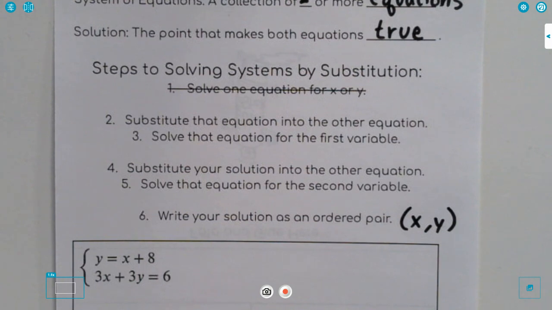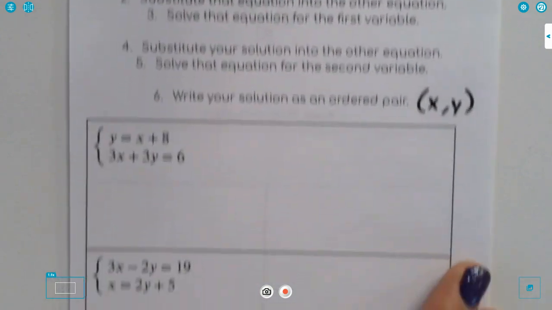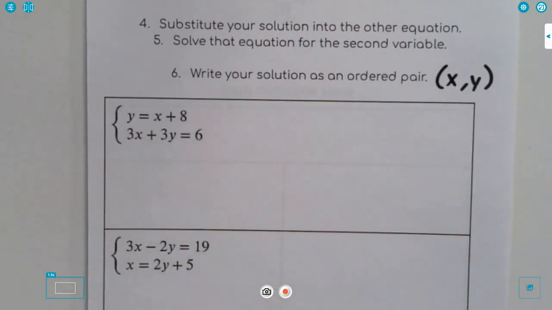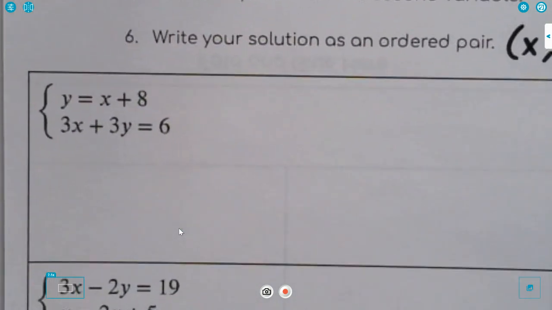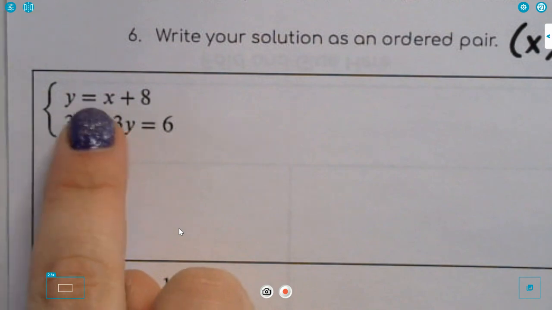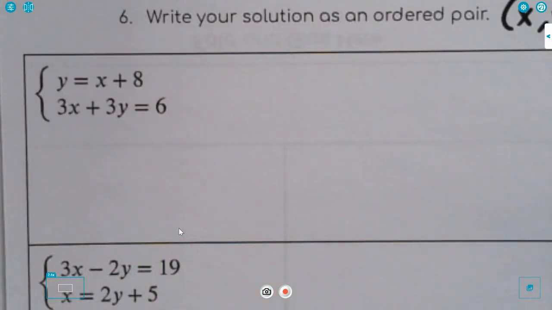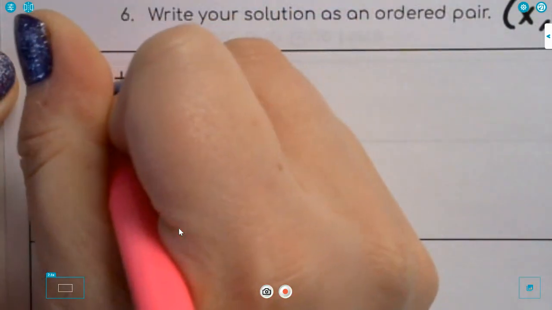Okay, so follow along as we go. If you don't know what's happening, ask about it so I can re-explain that step then. Don't wait until the end and then say, oh, I didn't understand the first step. Okay, so we're going to go step by step. Step 1 would be to solve one equation for x or y. In this first system, my equation right here, y equals x plus 8, that is already solved for y.